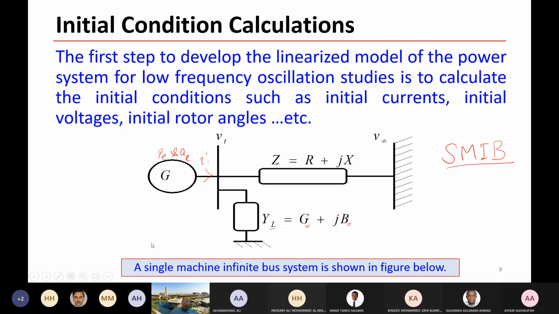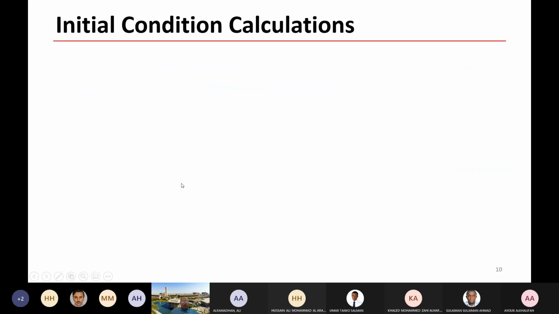Later, we can see the multi-machine system if time allows. So this is the local load. If there is no local load, the admittance of the load equal to 0. So G equal to 0, B equal to 0. We will develop how to calculate the initial conditions considering this load. If there is no load, you can easily handle it. You can just set G equal to 0 and B equal to 0.